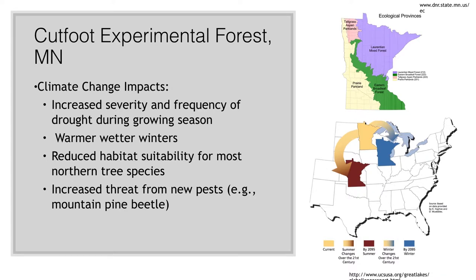And so some of the climate impacts for this site, we know there's going to be increased severity and frequency of drought, warmer, wetter winters, reduced habitat suitability for a lot of those northern tree species, and again, increased threat from potentially new pests. Mountain pine beetle isn't there, but it would be really easy for it to possibly get there through transportation of wood products. And then the graph on the lower right is really showing the projected future climates of Minnesota. So summers under that RCP 8.5 projection, the summer is supposed to be similar to Kansas, which is a huge increase in temperature for Minnesota. And the winters are supposed to be more like northern Illinois and Wisconsin.